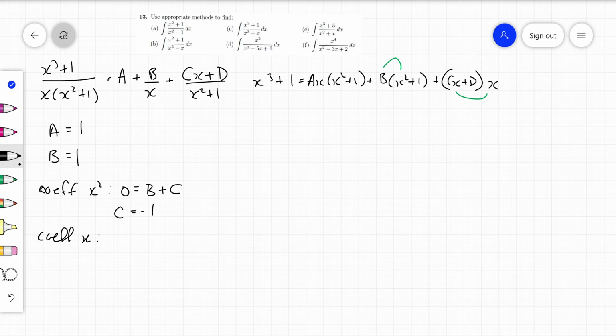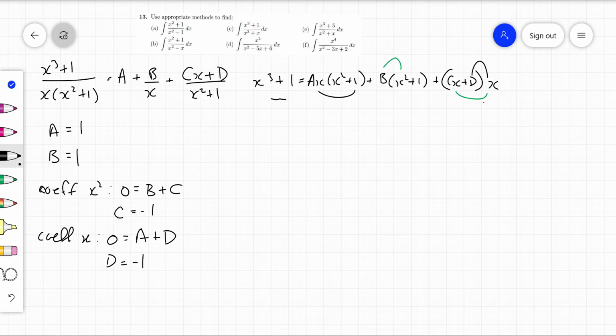So the coefficient of x on the left is 0. There's none on the left. For x, we've got an a here, and no b's, but we've also got this d here. So we've got a plus d, and we already know a is 1, so d is -1.